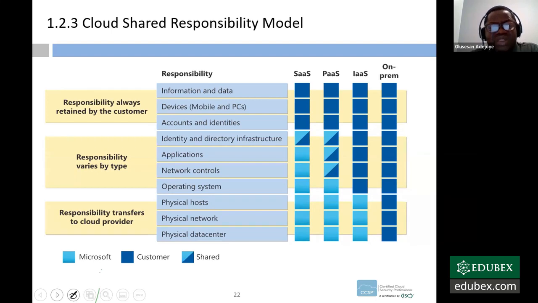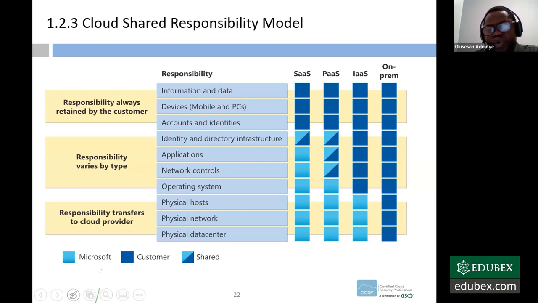The cloud is based on a shared responsibility model. The responsibility of security is shared between the cloud service provider and the cloud consumer. So the moment you adopt the cloud, you don't assume that the service provider will protect all the resources for you. It is not so. That's not the way the cloud was developed. The cloud was developed based on shared responsibility between two parties, the provider and the consumer. And this depends on the cloud service categories.